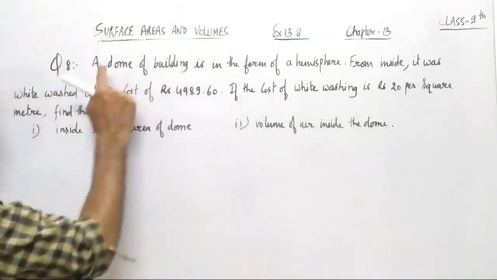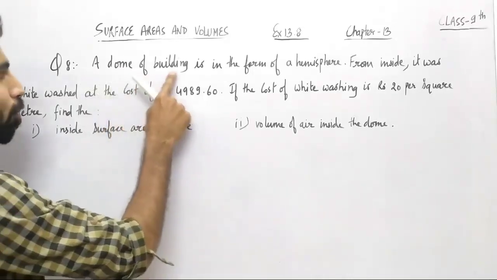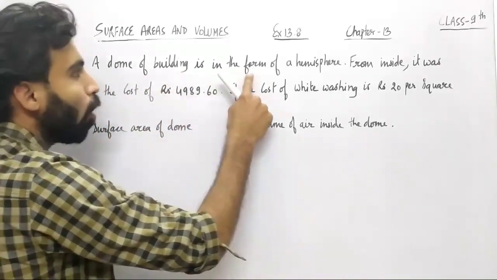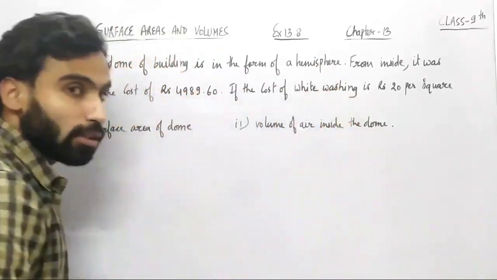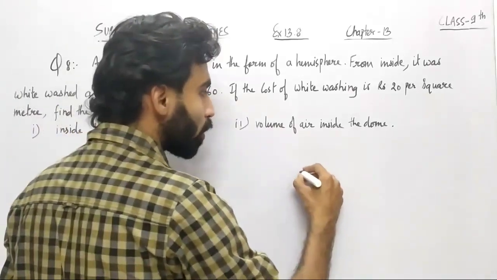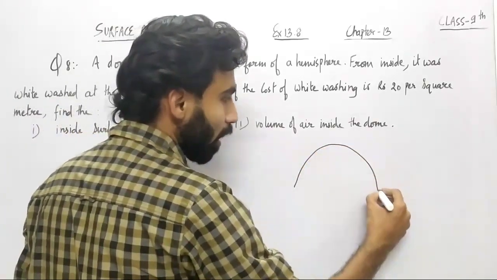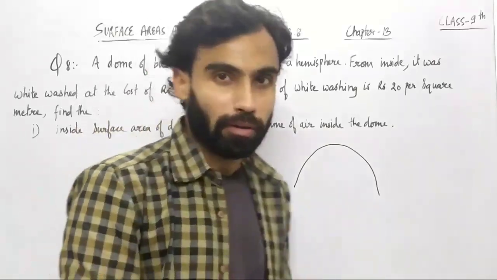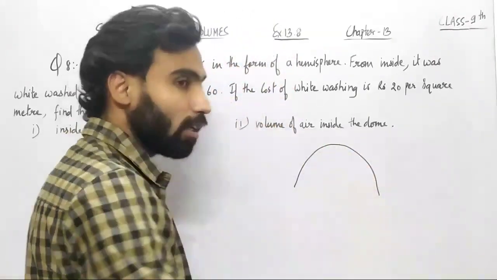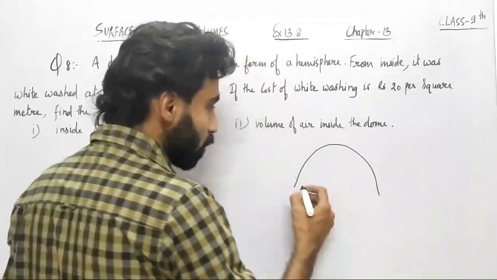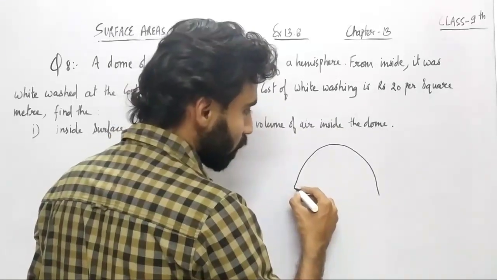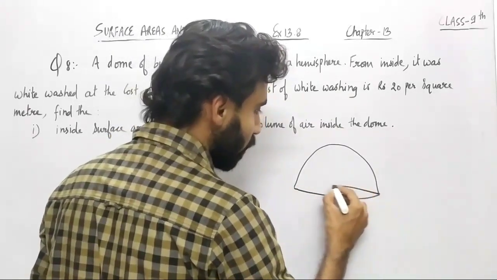So you can see here it is given that a dome of a building is in the form of a hemisphere, right? So here, the dome of a building, you can see the upper part, like you have seen in the Taj Mahal, right? So the upper part is like a hemisphere dome, right? So this you can see if I just draw it like a hemisphere.